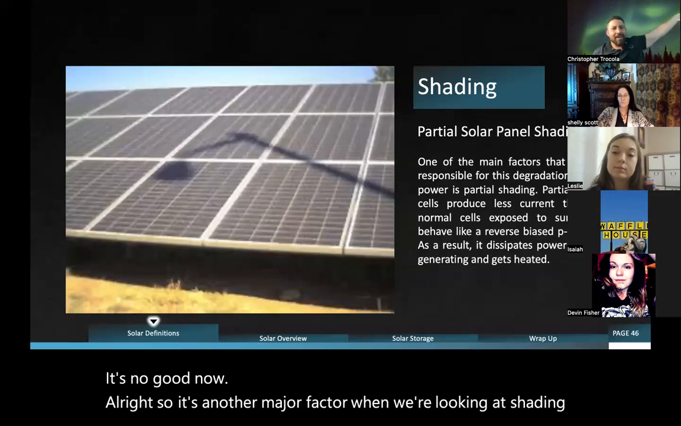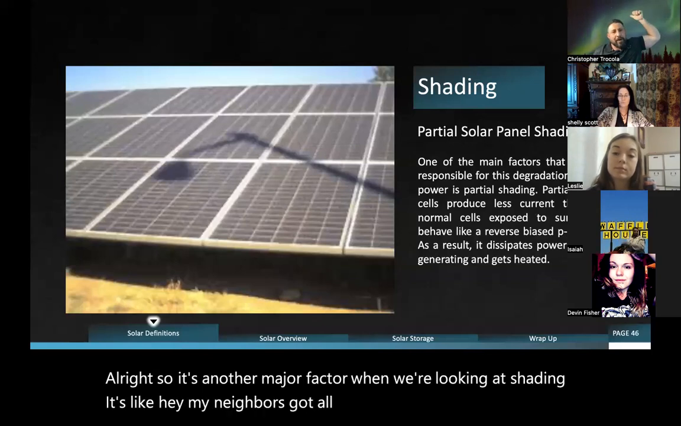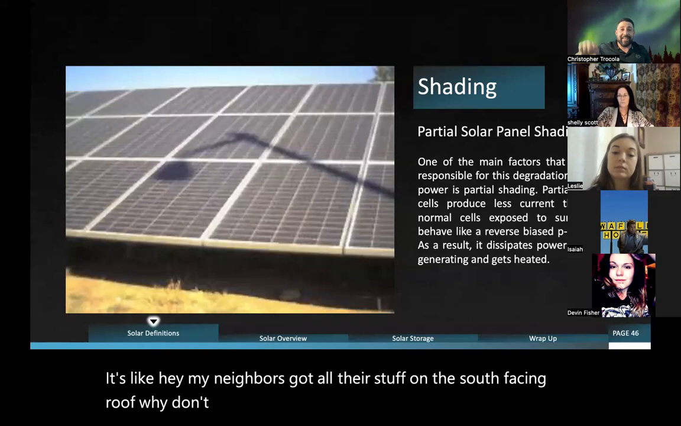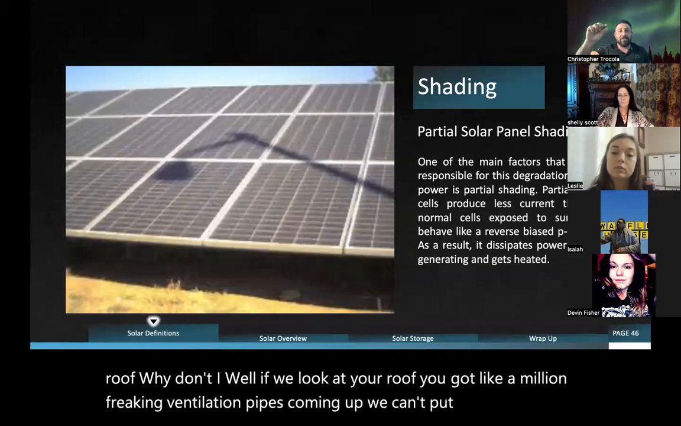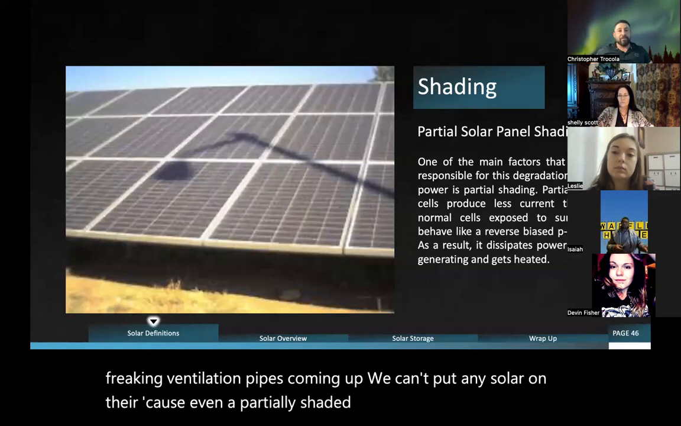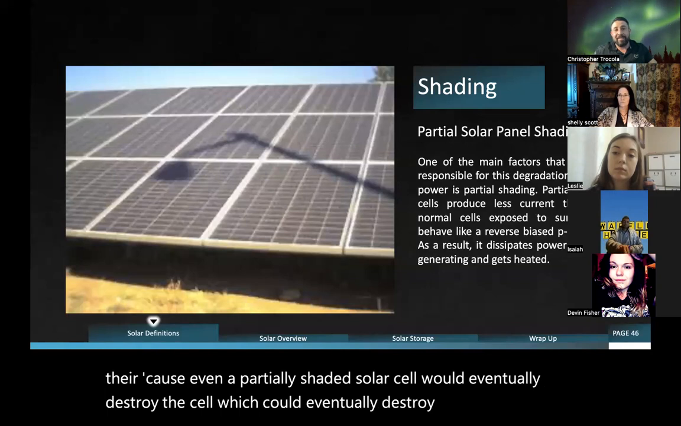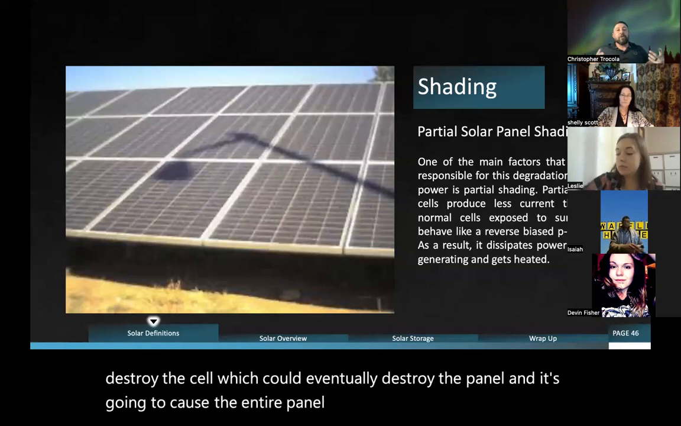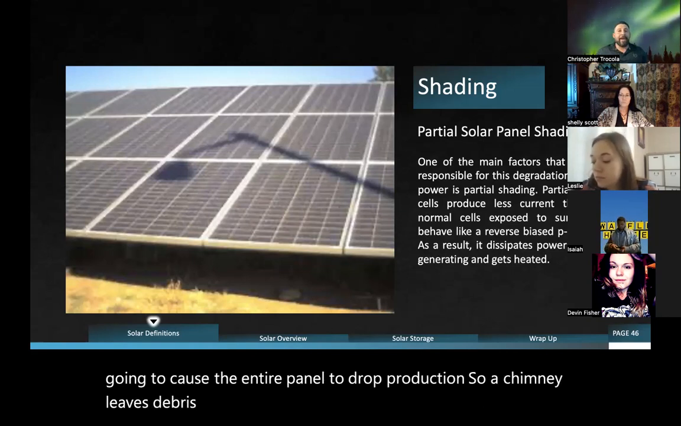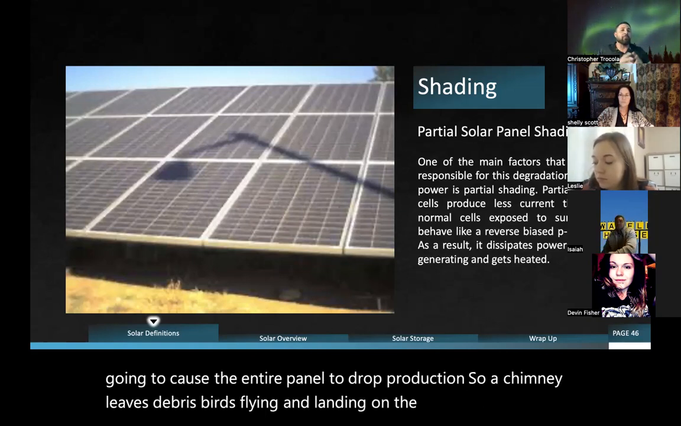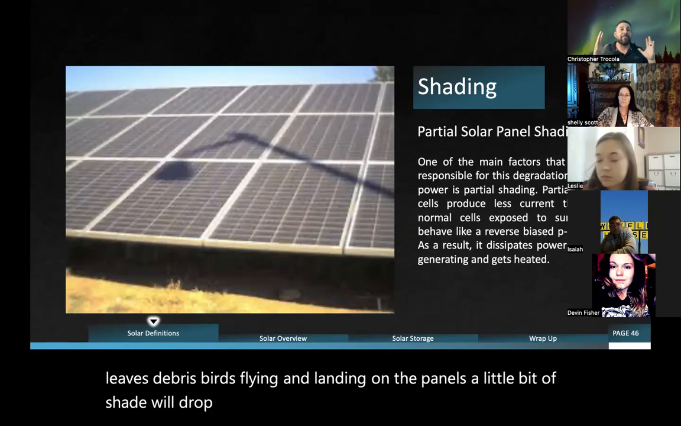It's like, hey, my neighbor's got all their stuff on their south facing roof. Why don't I? Well, if we look at your roof, you got like a million freaking ventilation pipes coming up. We can't put any solar on there because even a partially shaded solar cell would eventually destroy the cell, which could eventually destroy the panel. And it's going to cause the entire panel to drop production. So a chimney, leaves, debris, birds flying and landing on the panels. A little bit of shade will drop the entire panel production by up to 40%.